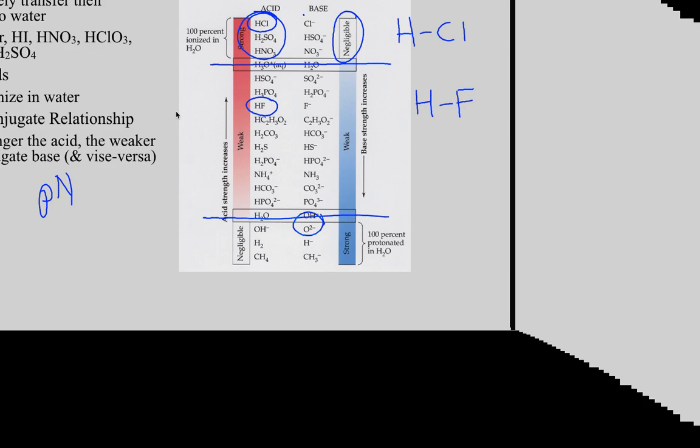Go ahead. With OH, I see why it's the base, because it's able to accept it. Exactly. On the negligible side of the acid, is it because OH in theory could give off another H, but it just doesn't? Exactly. Right. And that's exactly why. Are we good?